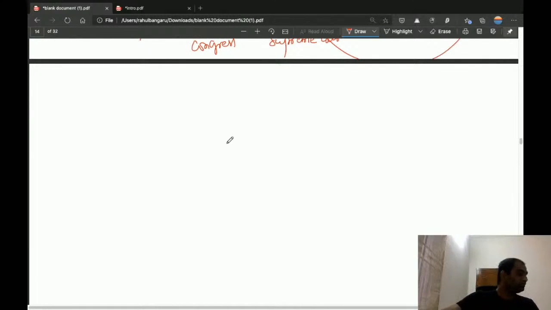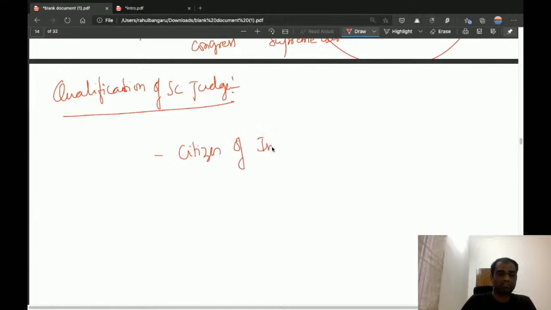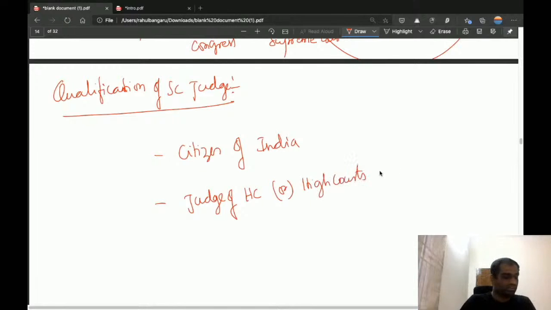Okay. So far we have discussed appointment of Supreme Court judges. Now we will discuss the qualifications of a Supreme Court judge. See here, for a person to become a Supreme Court judge, he must be a citizen of India. He must be a judge of High Court or High Courts for 5 years.